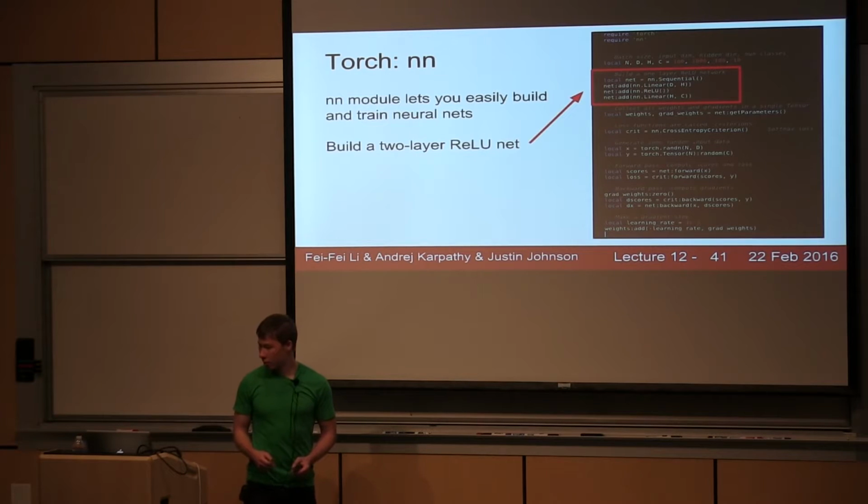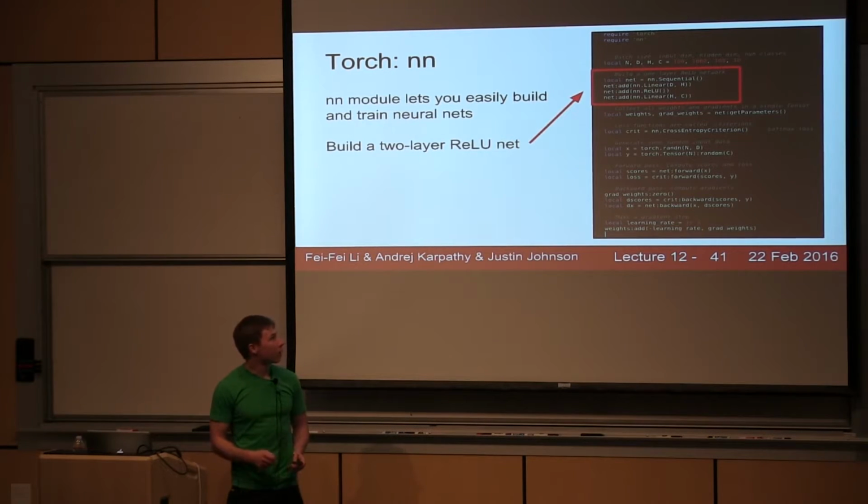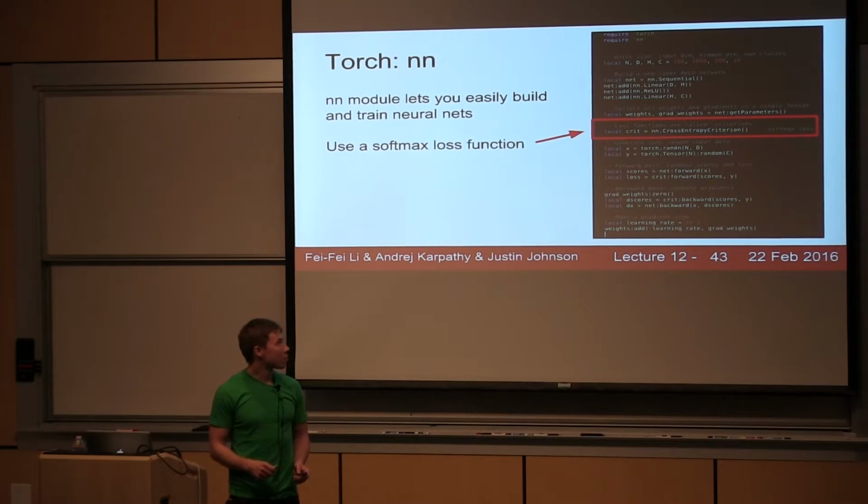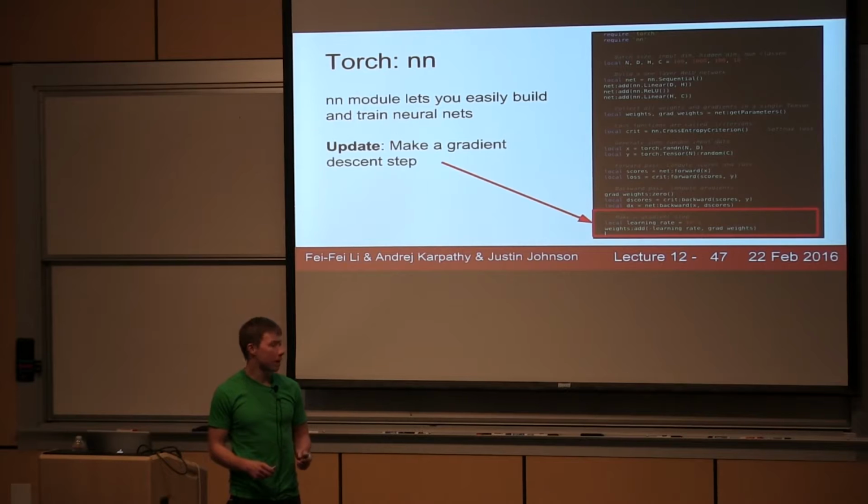Right, so that would have been maybe a little bit more clear, but we have a net, we have weights, gradWeights, we have our loss function, we get random data, run forward, run backward, make an update.